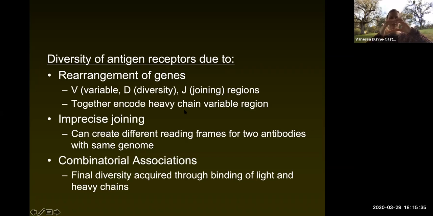Together, this encodes just that heavy chain variable region. Now, the same thing happens on a light chain. So down at the bottom, combinatorial associations means combining one unique heavy chain with one unique light chain. And that combination in and of itself multiplies the diversity quite a bit. This middle part here has to do with reading frames.